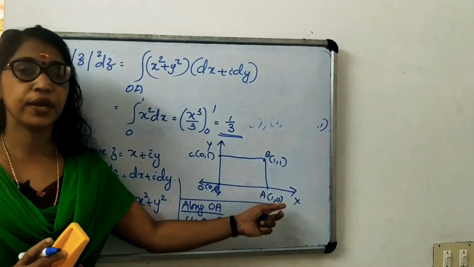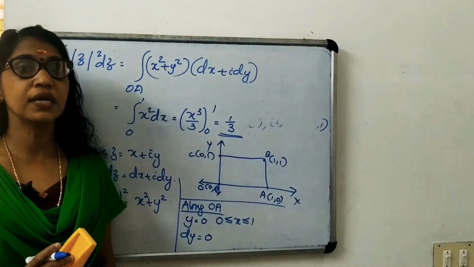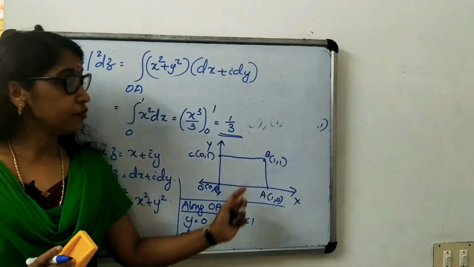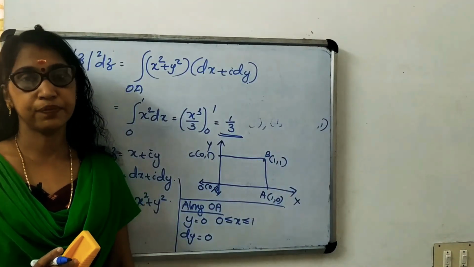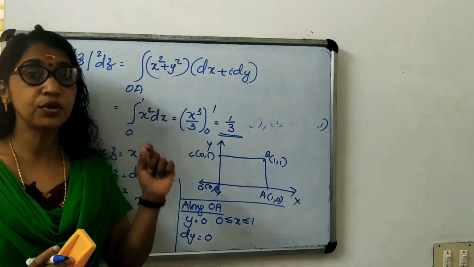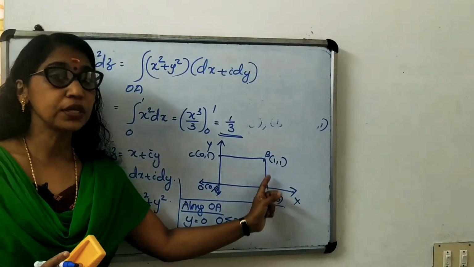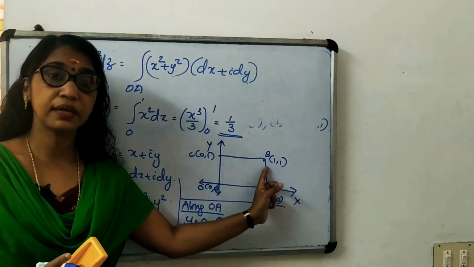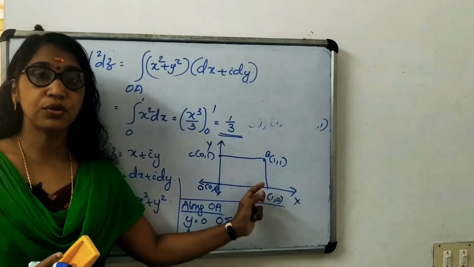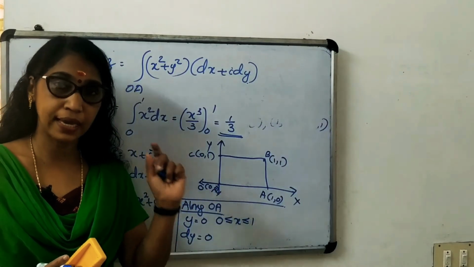So along OA the integral value is 1 by 3. Now we have to find out the integral along the path AB. What is the equation of AB? We have to find out the equations of all these lines, then only we can put the values there. So what is the equation of AB? We need to know the equation of AB, only then can we substitute the value for y or x. So we have to find out what AB is.